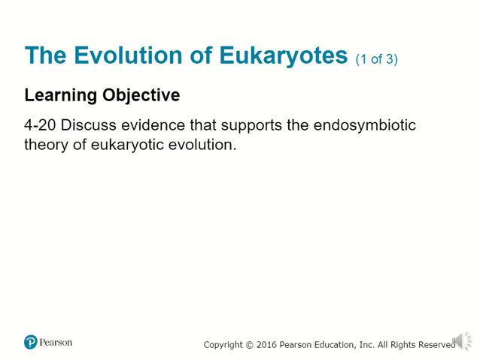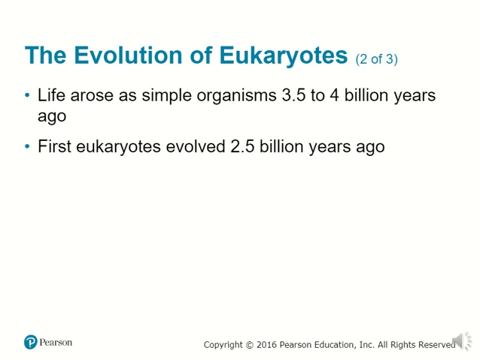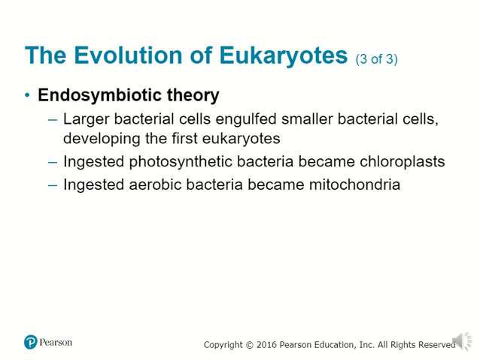Now, the evolution of eukaryotes. Well, life arose as simple organisms. Estimates say 3.5 to 4 billion years ago. Quite a long time. And the first eukaryotes likely evolved around 2.5 billion years ago.